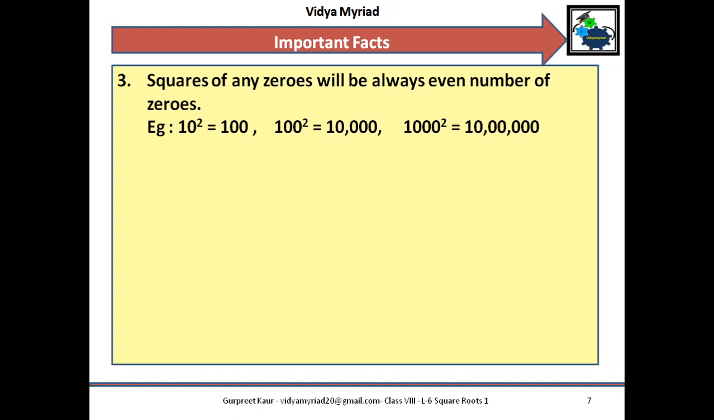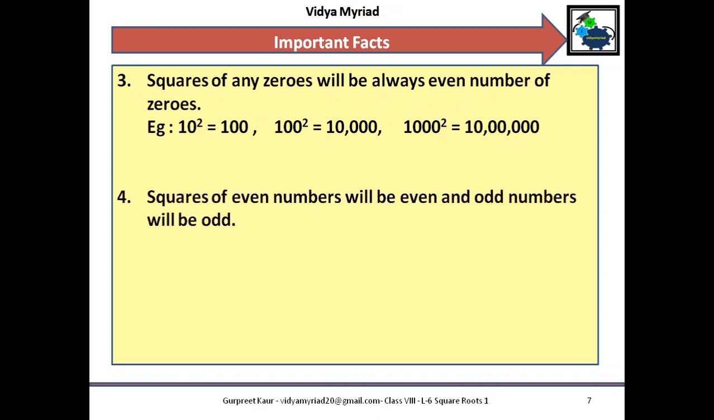That means if you look into the answer, they all have an even number of zeros: 2, 4, 6. So if I have 4 zeros, say I want to know 10,000 squared, your answer will come with 8 zeros. 10,000 contains 4 zeros, so when I square it, my answer will have 8 zeros. So any square which you do with zeros, your answer will always have an even number of zeros.